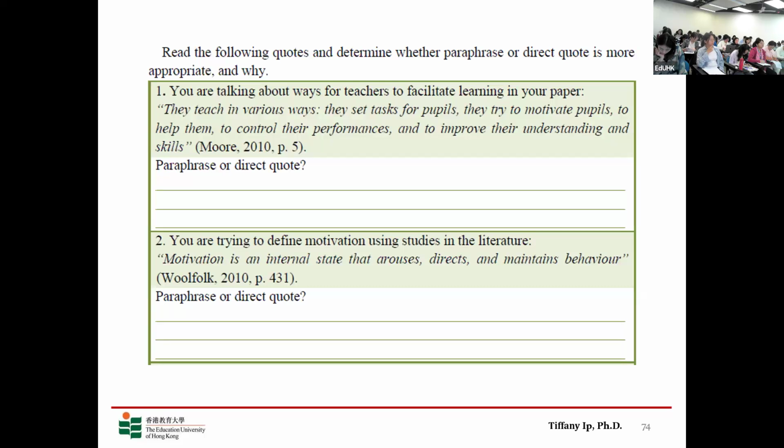Maybe to make it slightly easier for you as your first attempt. For number two, you can keep the whole sentence. But then if you keep the whole sentence, how can you make this a direct quote properly in your essay? Okay. But then for the first one, try to paraphrase a little more.